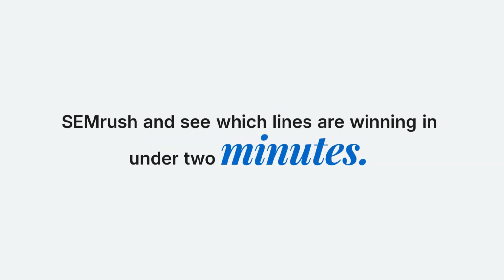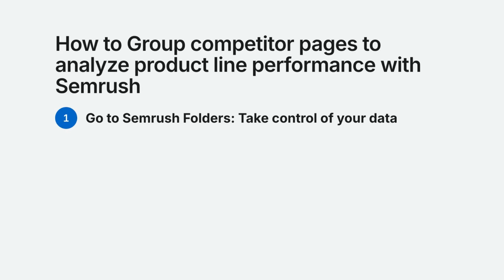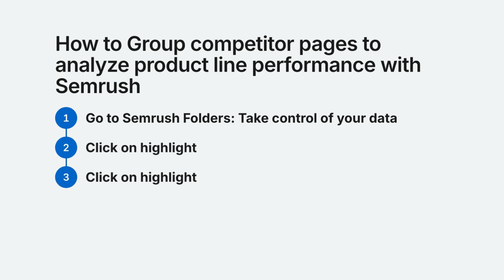Are you tired of manually comparing dozens of competitor pages with no clear picture of product line performance? Learn how to group them in Semrush and see which lines are winning in under 2 minutes. First, we'll organize your competitor pages into folders. Then, we'll create page groups to analyze performance by product line. Finally, we'll add competitors and run the analysis.